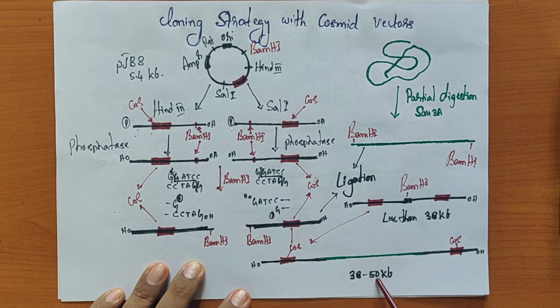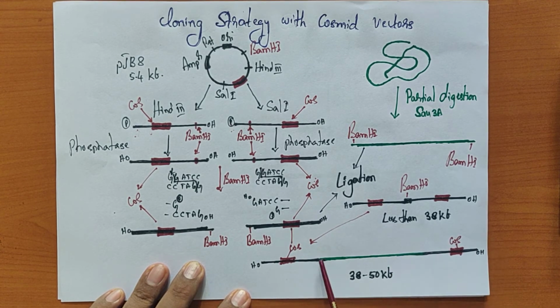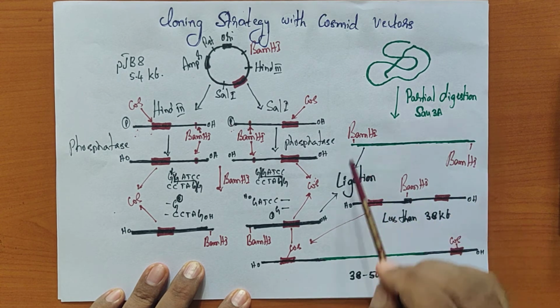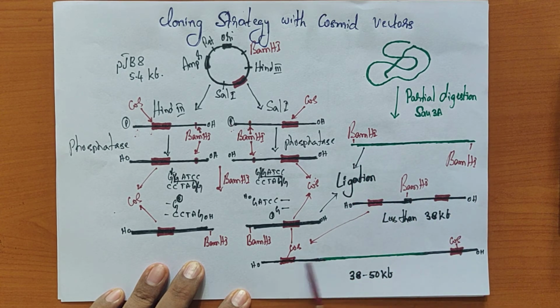Alright. Now the other one is that this is one end, this is another end, and in between we have the DNA which is going to be inserted. Now this is the right clone.